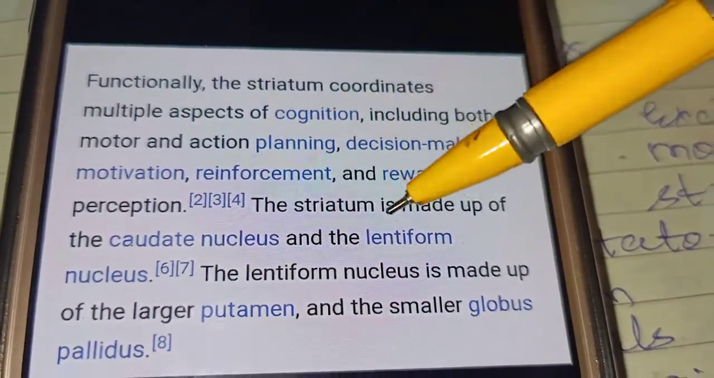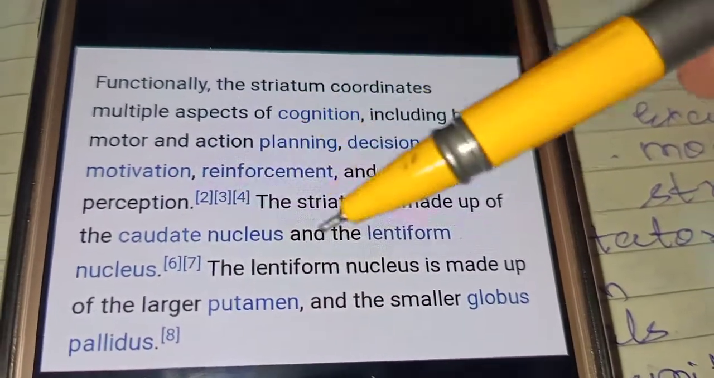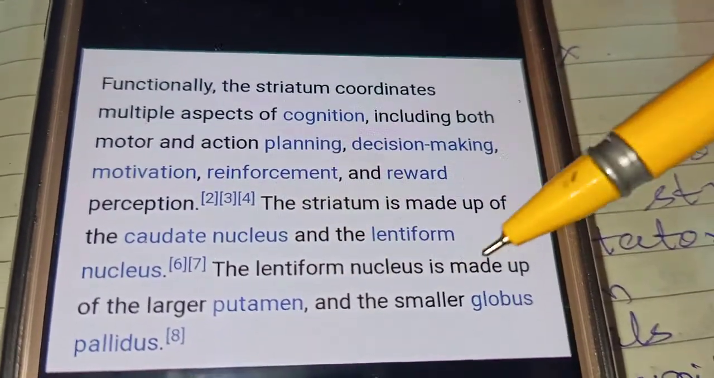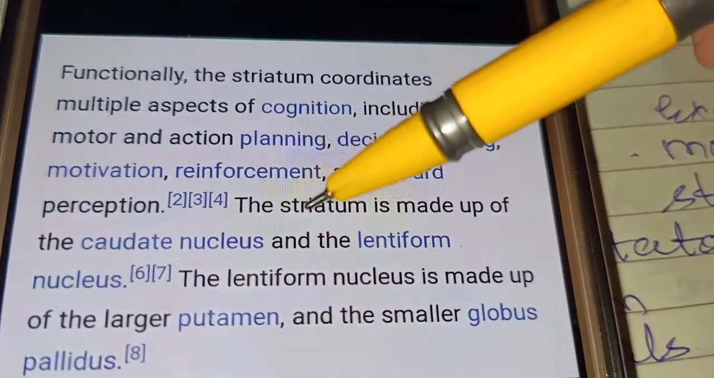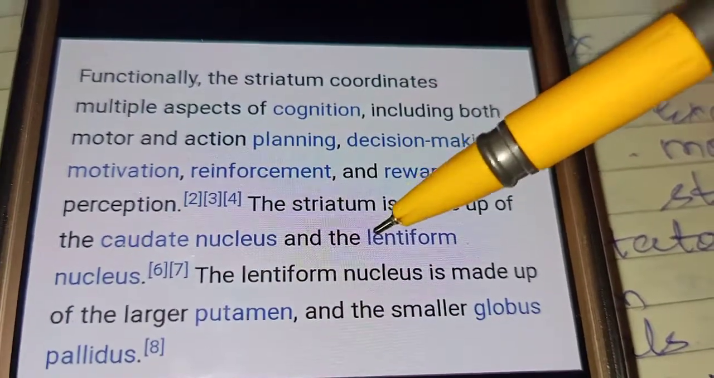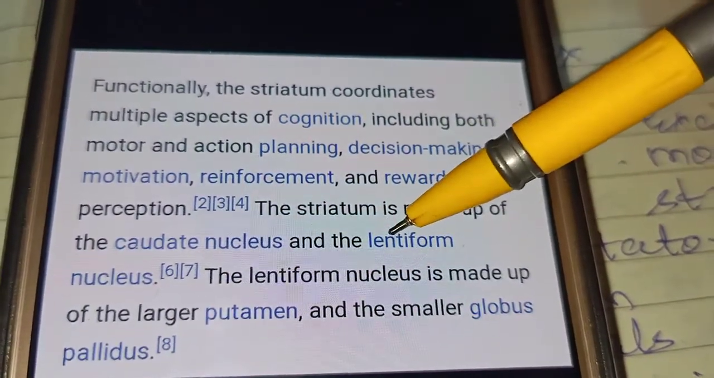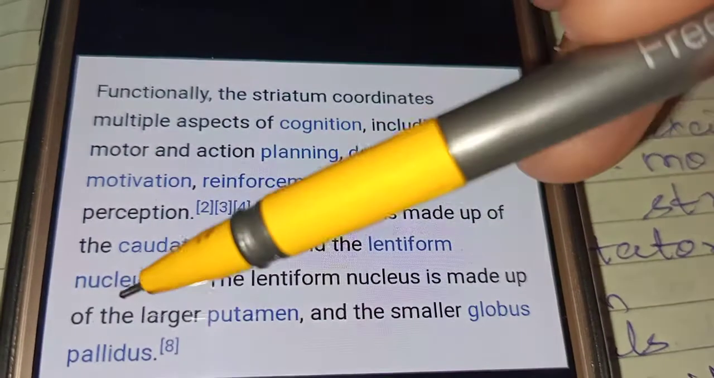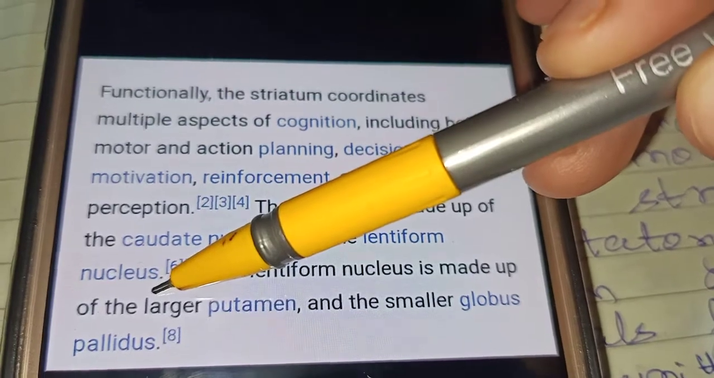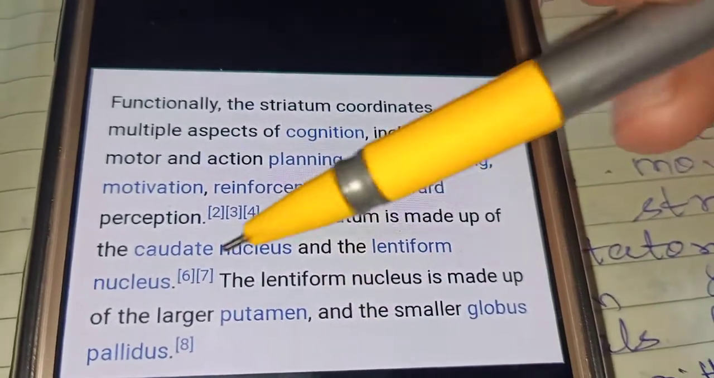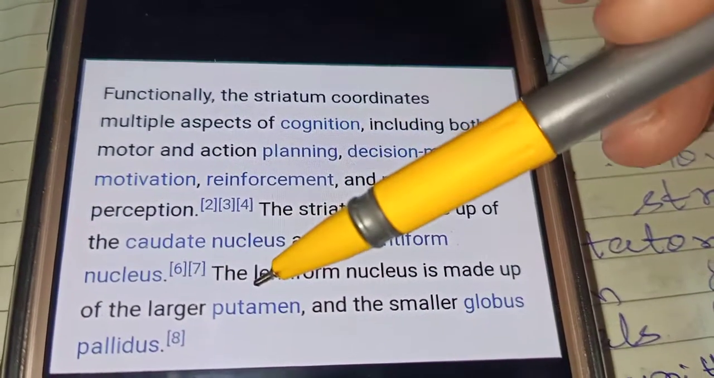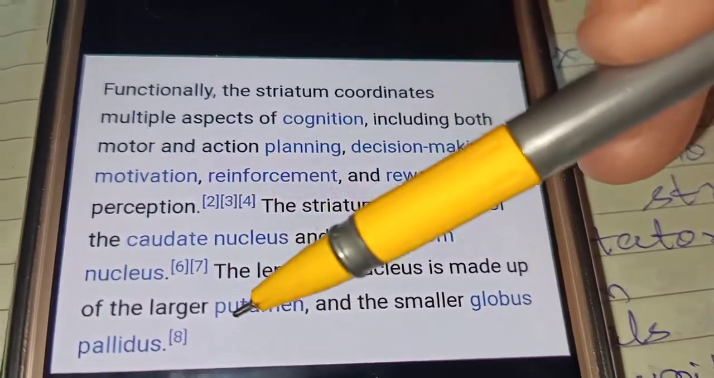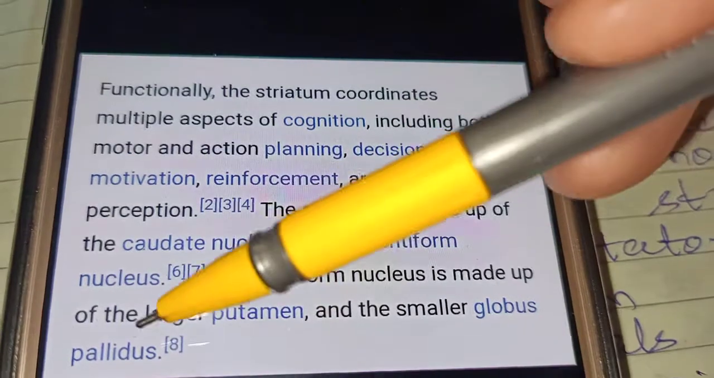Now the striatum is made up of what? Caudate nucleus and the lentiform nucleus. The lentiform nucleus is made up of the larger putamen and the smaller globus pallidus. This I have mentioned in my previous videos also. So the striatum consists of caudate nucleus and the lentiform nucleus, and this lentiform nucleus is further made up of the larger putamen and globus pallidus.